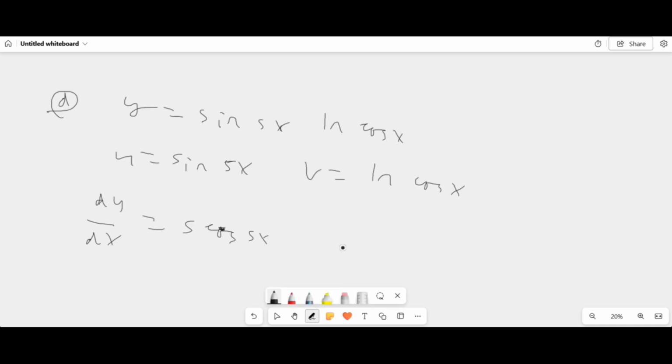Now with v, it's a bit of a situation. Let's differentiate the outside first. For dv over dx, ln cos x differentiated, imagine it was ln x, it would be 1 over x. So here it is 1 over cos x. And then differentiate the inside: cos x differentiated is minus sine x. So it's minus sine x times this, so the sine x goes on the top. Sine over cos is tan, so it just leaves you with minus tan x.